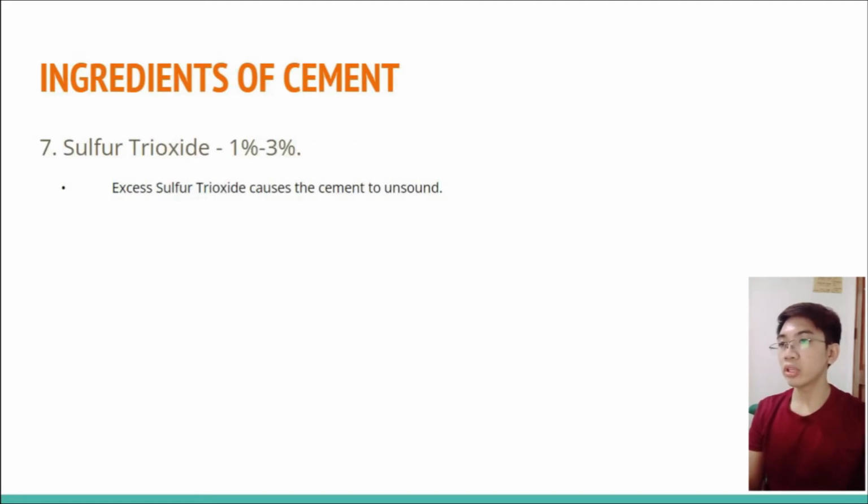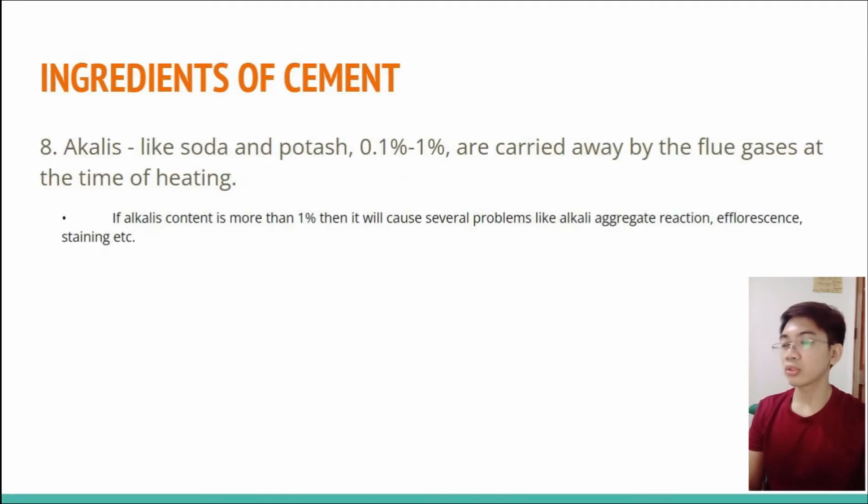The seventh component is the sulfur trioxide. The sulfur trioxide in cement is about 1 to 3% also, and excessive sulfur trioxide causes the cement to be unsound. And the last ingredient component is the alkalis, like soda and potash, present in cement, which normally ranges from 0.1 to 1%.